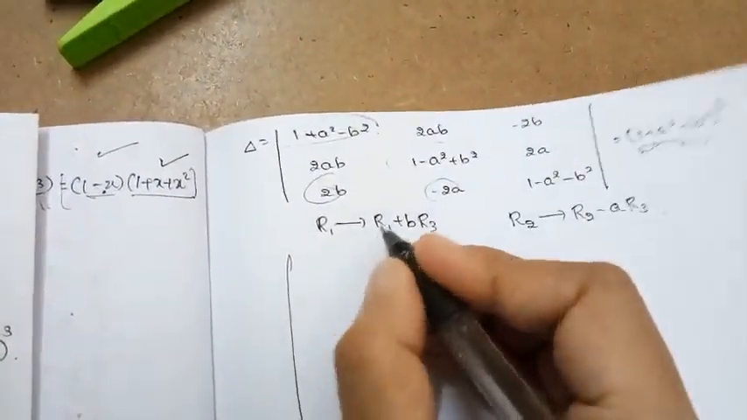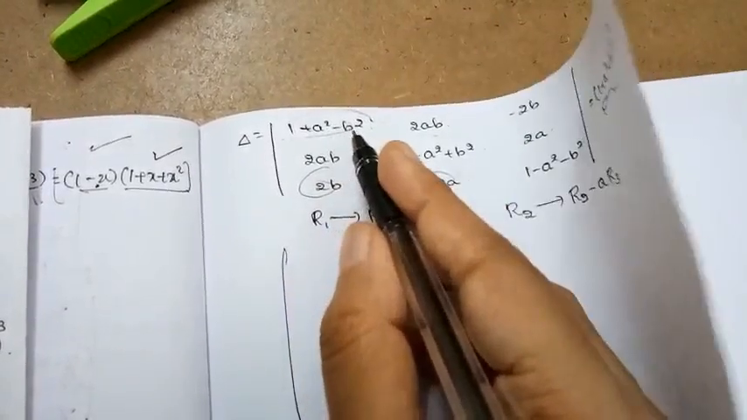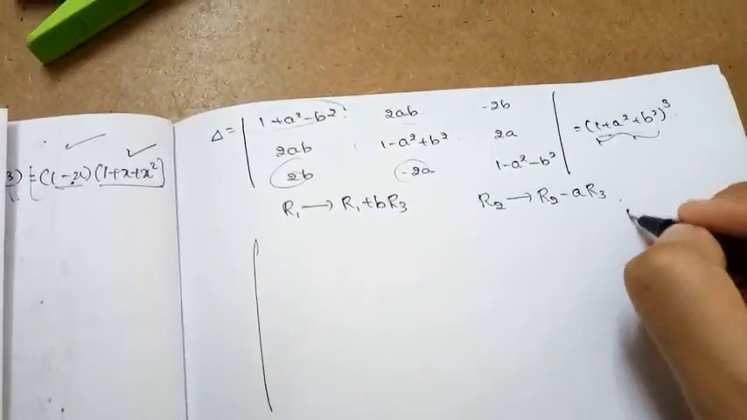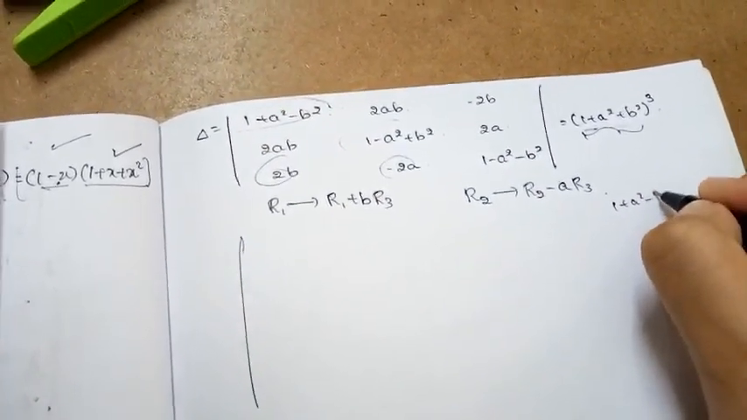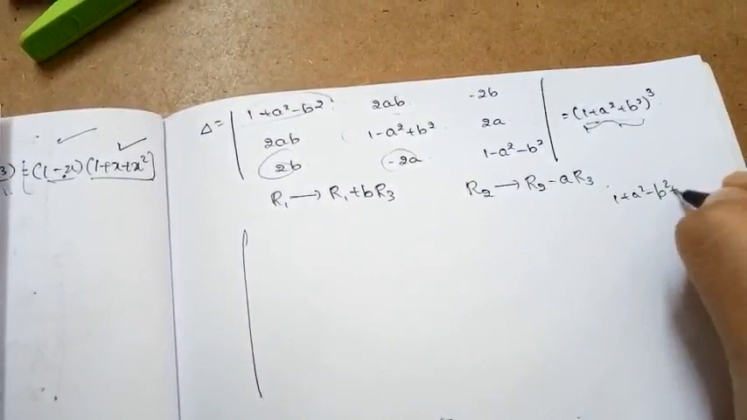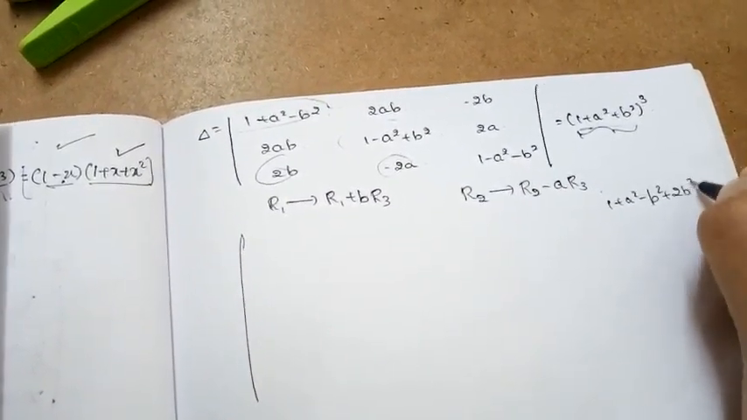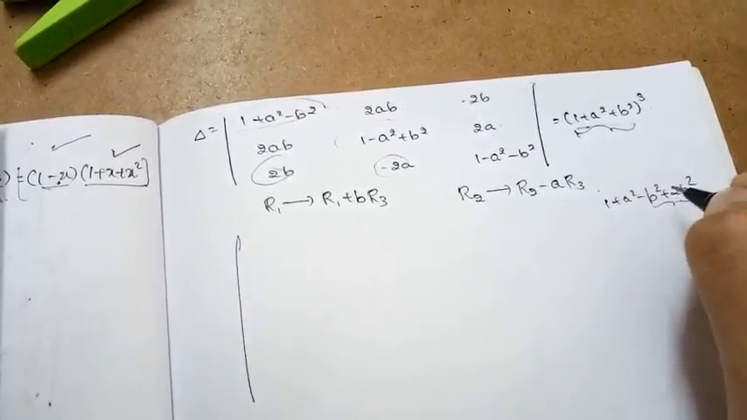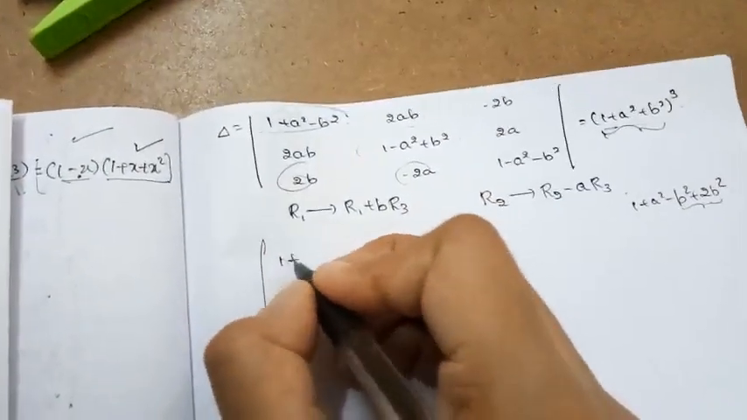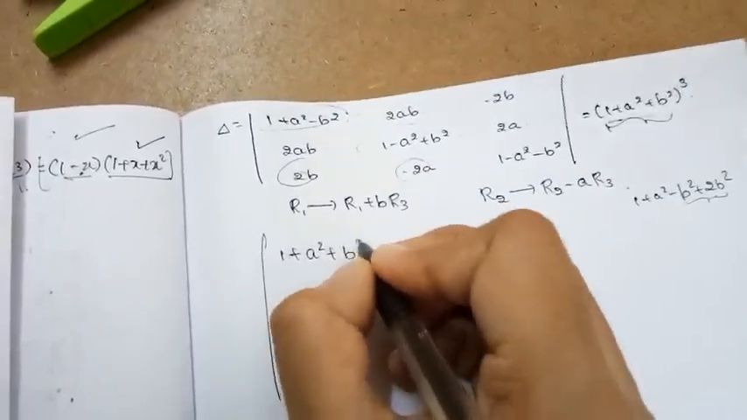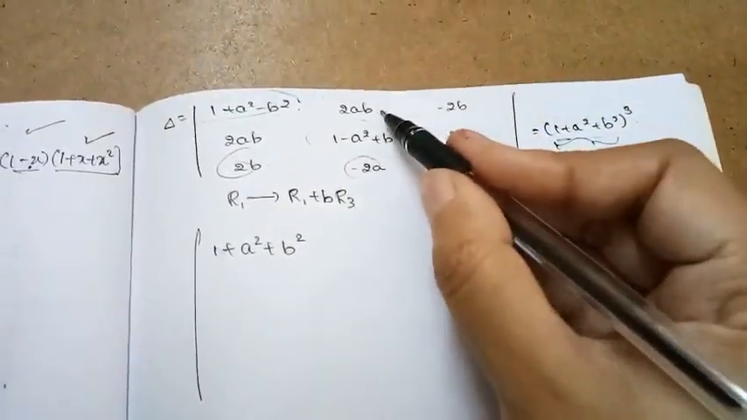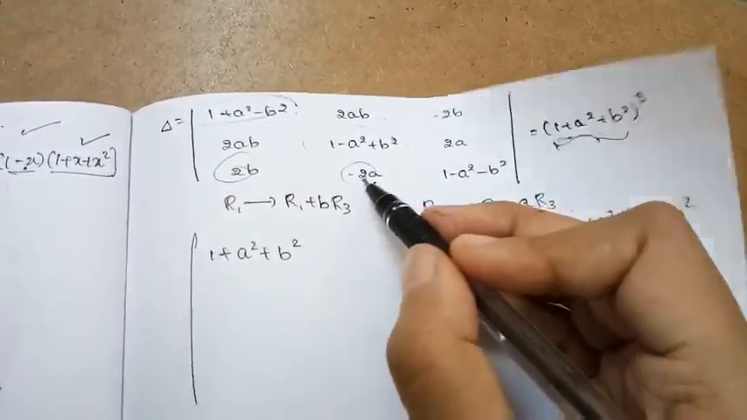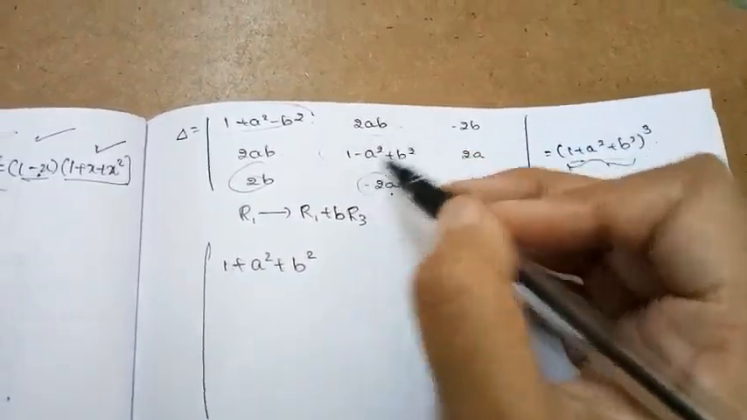So that is nothing but what happens, 1 plus a square minus b square. That is nothing but for this one I am applying 1 plus a square minus b square plus b times 2b, it is nothing but 2b square. What happens? B square minus b square plus 2b square becomes plus b square. So here it is nothing but 1 plus a square plus b square. Next 2ab minus b into minus 2ab. So 2ab minus 2ab, it gets cancelled.